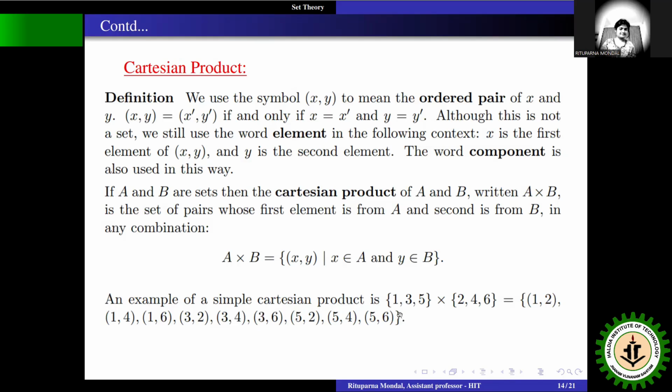So for example, if we take this one as our A and this one as our B, the Cartesian product of this set and this set will be (1, 2), (1, 4), (1, 6), similarly (3, 2), (3, 4), (3, 6), and (5, 2), (5, 4), and (5, 6). So one can easily get it from this definition. So we can say that the Cartesian product of two sets contains elements which are of the form of an ordered pair.